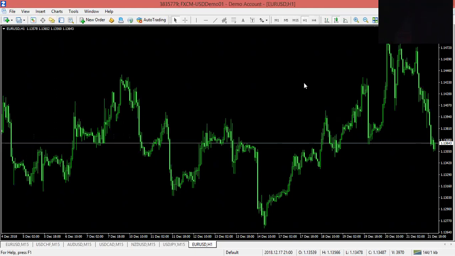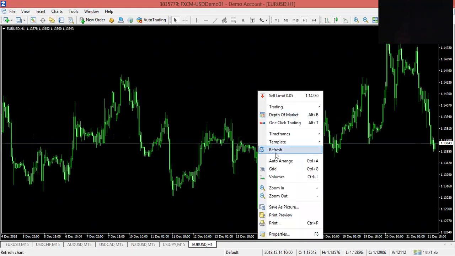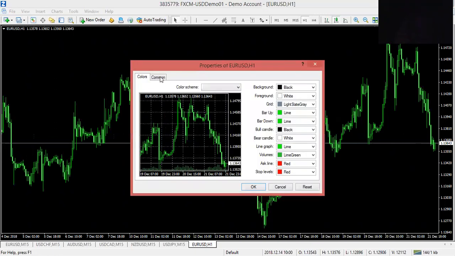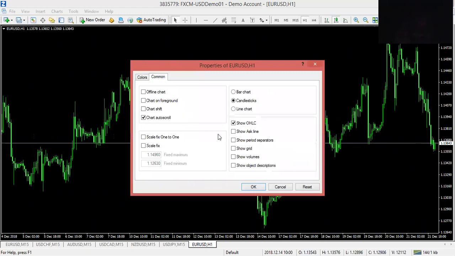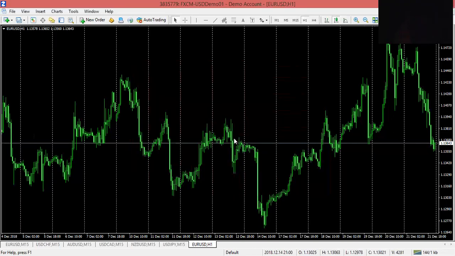Now I like using my period separators. Right click, come to properties, then go to common. You see show period separator. What it means is that since I'm on 1 hour, it will separate the candlesticks into days. So you click OK. You can see these are the separators, and between each separator is a day.